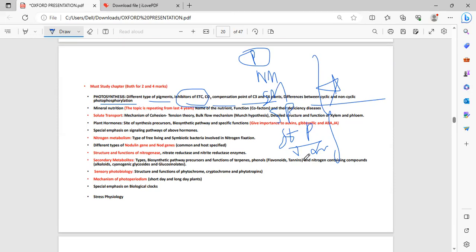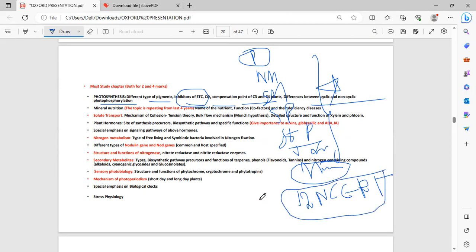Coming to mineral nutrition, it is also included under this. For this mineral nutrition, we have to go based on the 12th NCERT. Okay, in that, the mineral nutrition chapter is there. Under this mineral nutrition chapter, we study what are the micronutrients and what are the macronutrients. They asked about these micro and macronutrients and various functions.